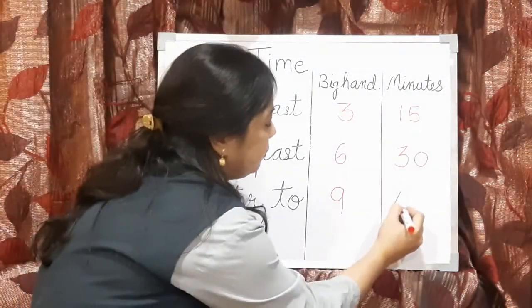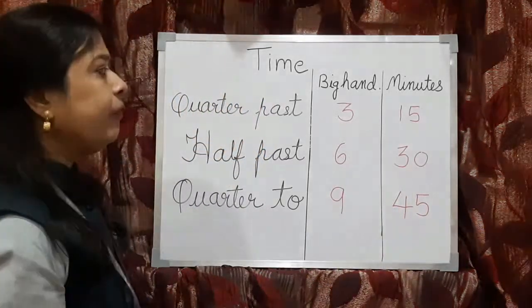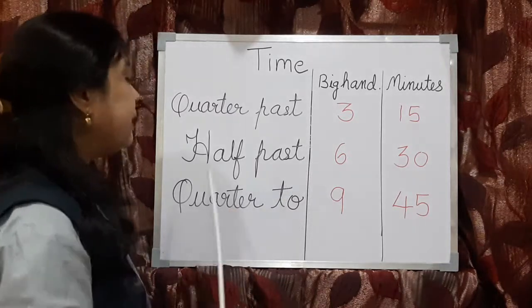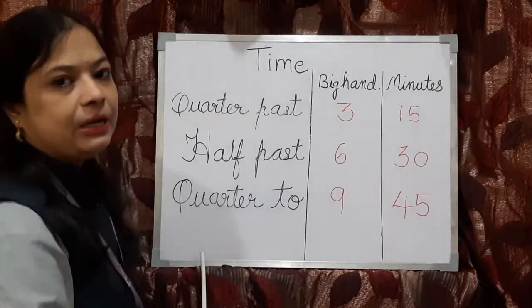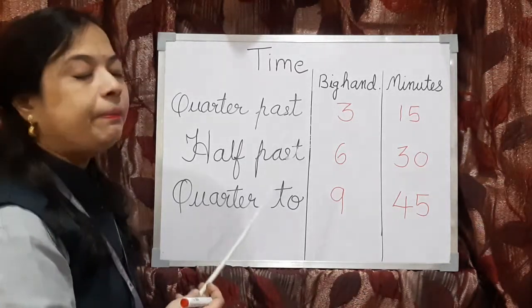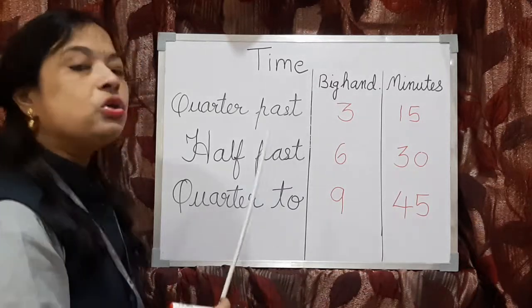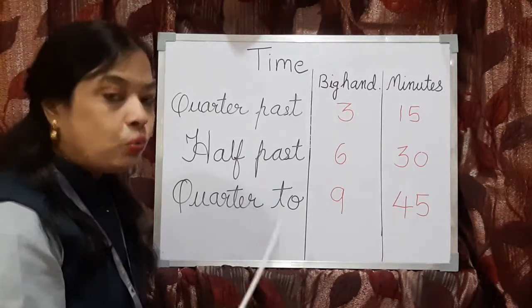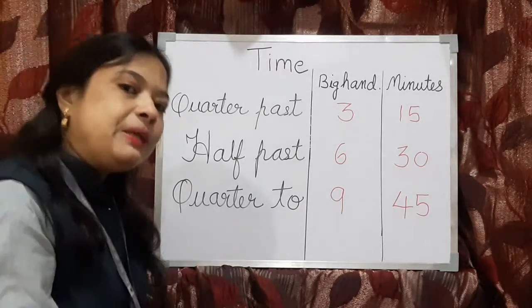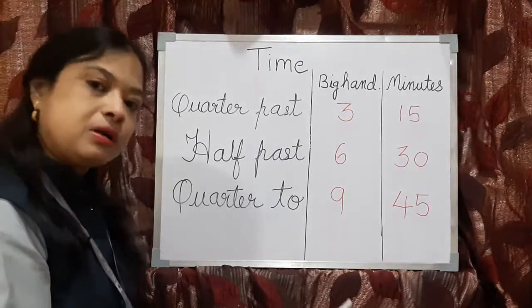45 minutes. So the first two are very easy because we just see the short hand over there and then write down the number. But the only thing that you remember in quarter to is that whatever the timing is given, suppose the big hand is on 9 number and the small hand is on 2 number, we will write down quarter to 2. But digitally we will write down 1:45. We have to go one number back, right? Only this thing you have to remember in quarter to.